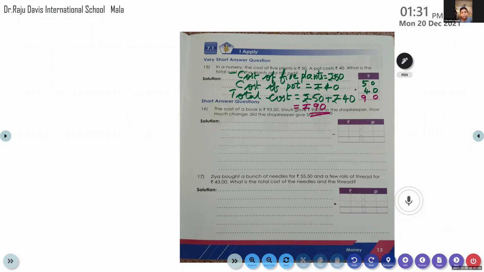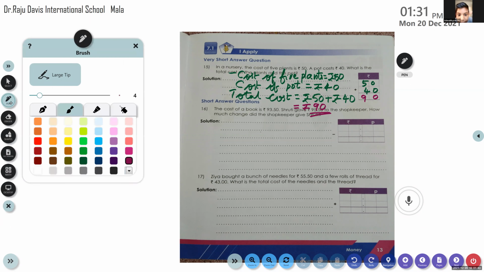It is very big. So let's move, do later. Okay, good. So let's move to question number 16. Evelyn, did you complete the answer of question number 15? Yes, ma'am. Okay, so let's move to question number 16. Now, Advaita, please read question number 16. Yes, ma'am. The cost of a book is 93.50.